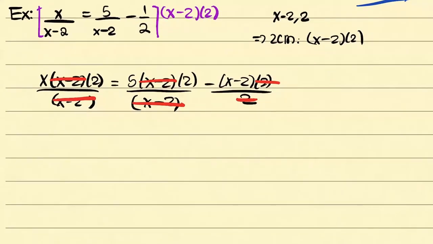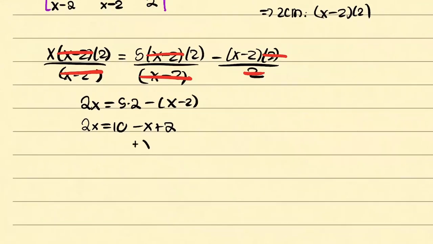Now we've reduced this to a linear equation. This is 2 times x is equal to 5 times 2 minus the quantity x minus 2. This is 2x is equal to 10 minus x plus 2. I can add x over to get 3x is equal to 10 plus 2, which is 12. And we can divide by 3 to get x is equal to 4.